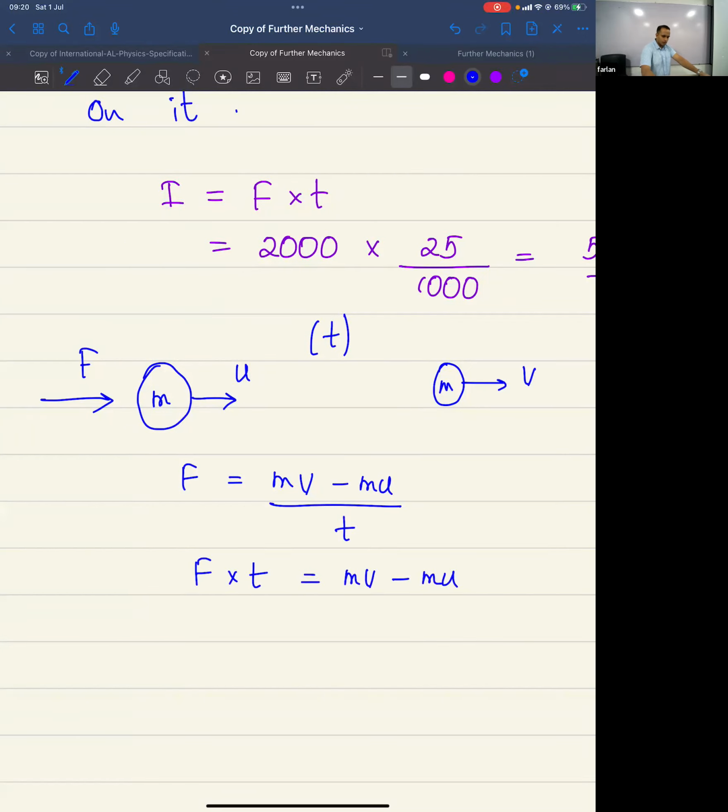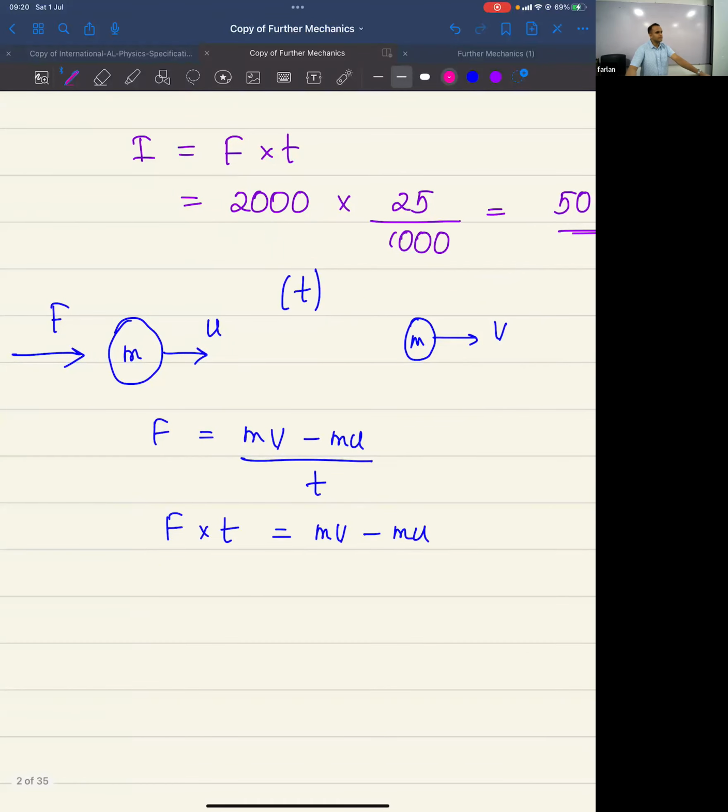Now, according to your latest theory, what is F into t? Impulse. What is mv minus mu? Change in momentum. So which means the impulse acting on an object is also equal to what? Its change in momentum. Did I answer your question? So the impulse acting on an object is equal to its change in momentum.